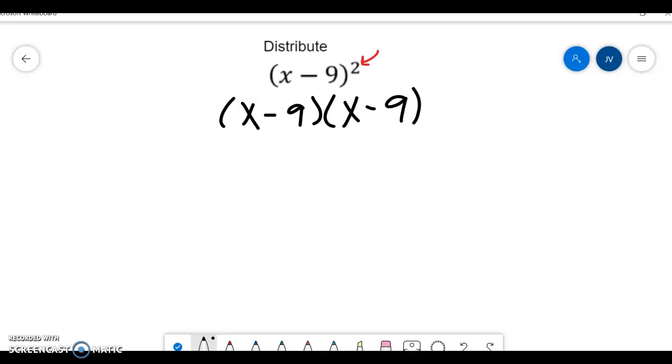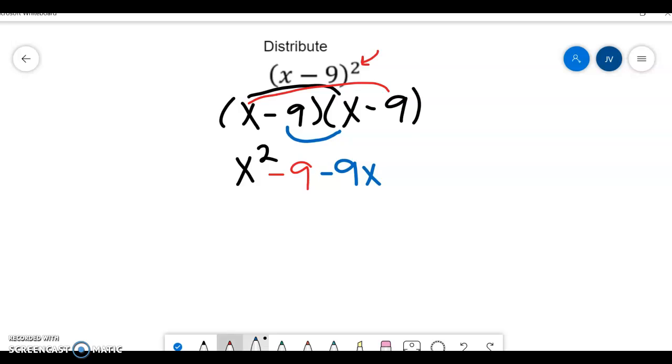All right, first step is to multiply the first two, get x squared. Then multiply x times negative 9, get negative 9x. Negative 9 times x. Oops, and I forgot an x right here. And then the last step, negative 9 times negative 9, positive 81. Okay.